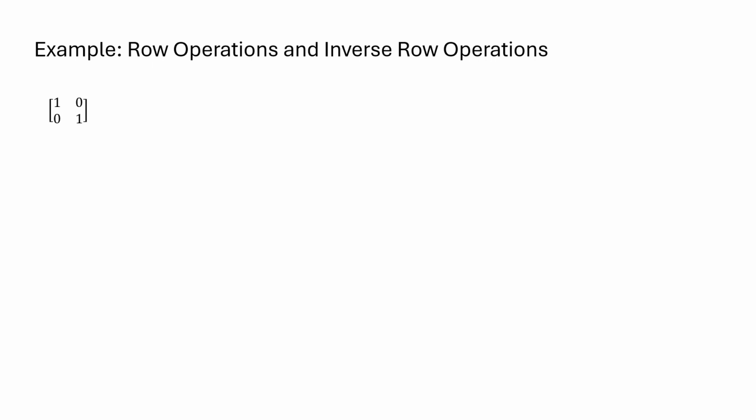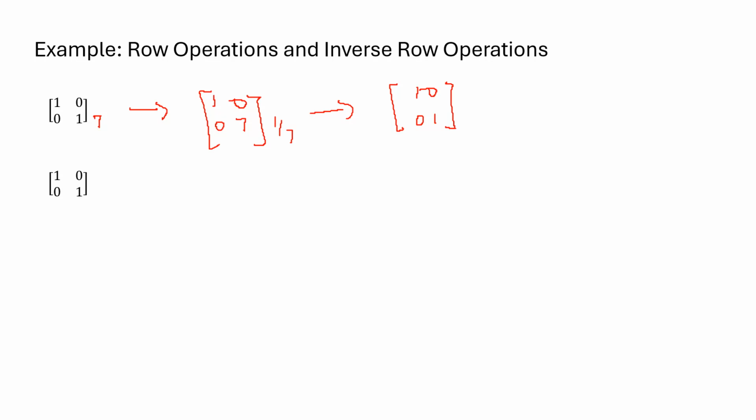So for example, you have here a 2 by 2 identity matrix. Now, if we are going to multiply the second row by 7, then our elementary matrix would be [1 0; 0 7]. And then if we are going to reverse this, you have to multiply the second row by 1 over 7. So you have [1 0; 0 1].